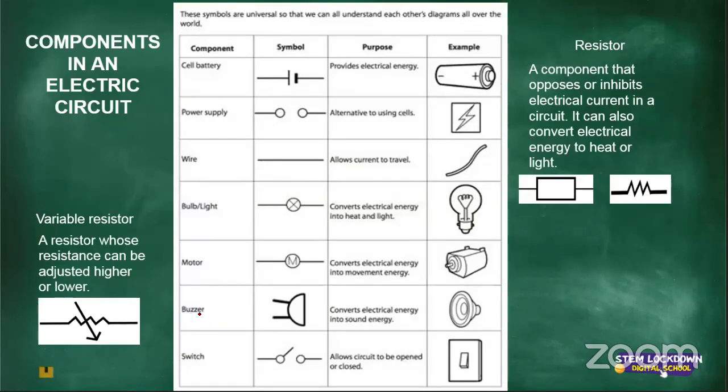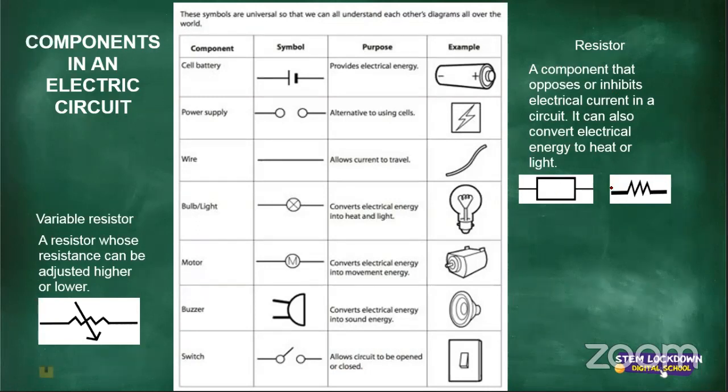Okay, and then you have a buzzer. This is the symbol for a buzzer, and it converts electrical energy into sound energy. This is how your buzzer will normally look. And then your switch. For drawing a diagram, your symbol for a switch is this, and in real life it looks like this, and it allows the circuit to be open or closed.